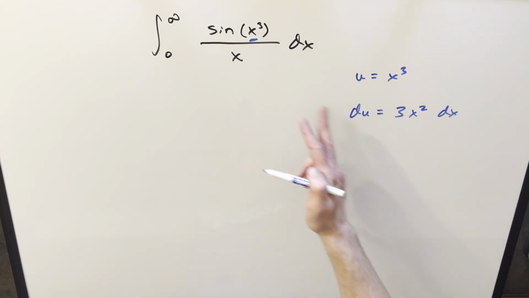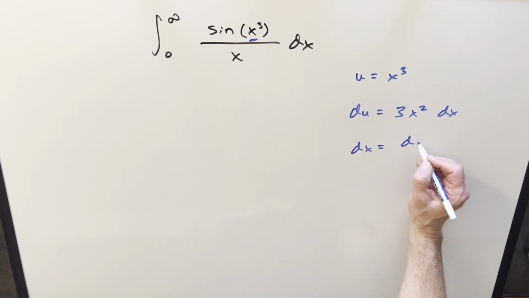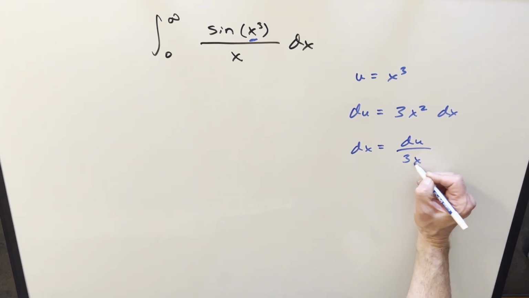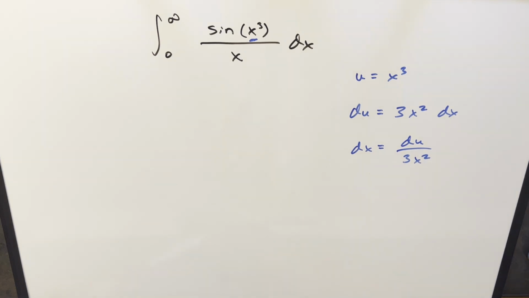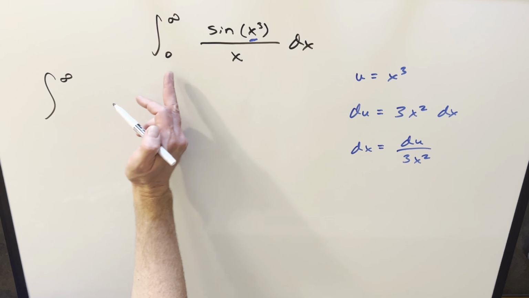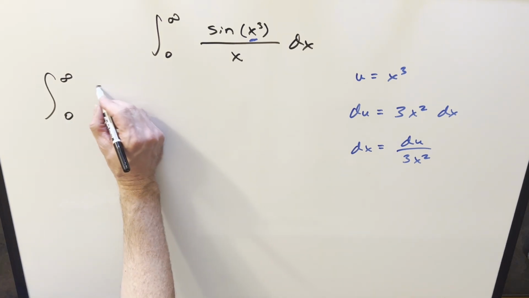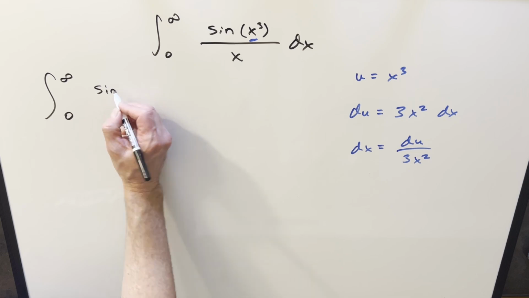And of course, I don't really have the 3x squared anywhere, so let's rearrange it, isolating the dx. So I can write it as du over 3x squared. And so we'll go ahead and substitute. First, if I plug in infinity, that's still going to infinity. If I plug in 0, the lower bound's going to 0. Now for the numerator, this becomes sine of u.